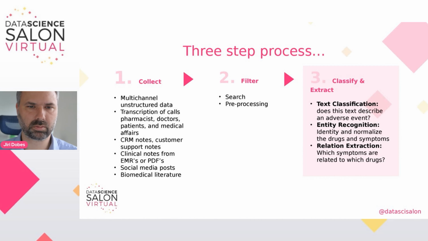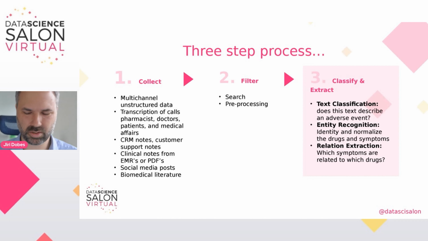So let's look at how it works. It's basically a three-step process. First, we collect information from different sources. Then we filter the information, which means dealing with synonyms, different names of drugs, maybe different languages, and then preprocessing the data. And then the third step is classification and extraction. I will be talking only about this third step during my presentation.